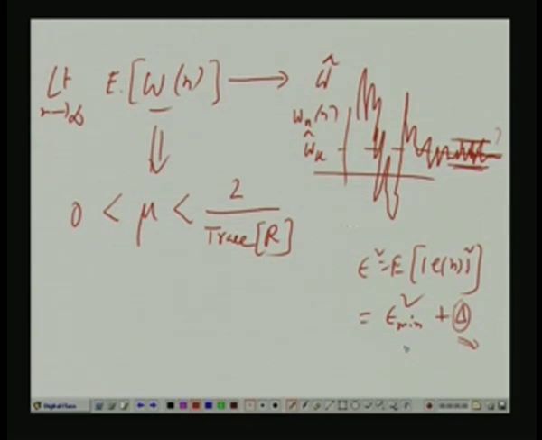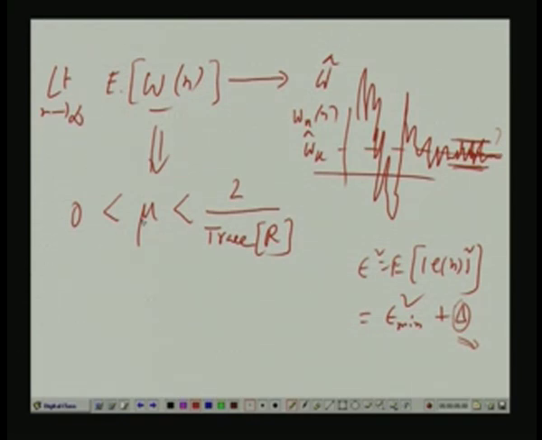This excess mean square error can be minimized if you take mu less and less. For less mu, this will be less, but the price you pay is this. If mu is on the higher side in this range, the rate of convergence is faster, it converges faster, but the fluctuation will be more around the optimal value.